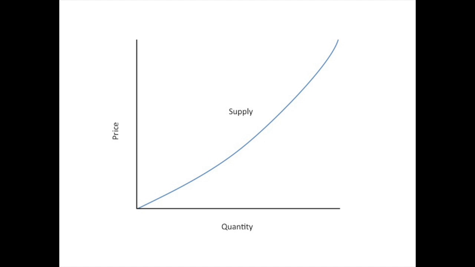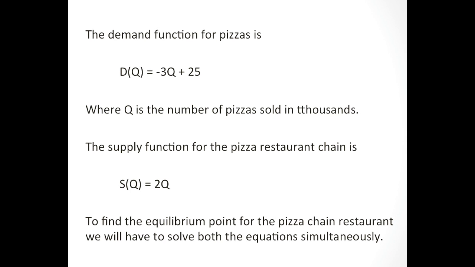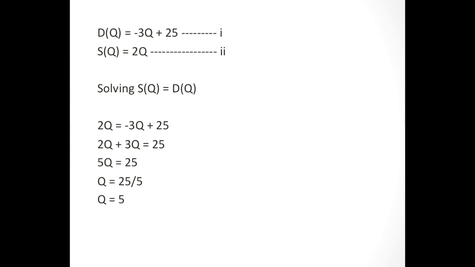Our model describes the relationship between price and quantity for a regional pizza restaurant. The demand function for pizzas is D(q) equals minus 3q plus 25, where q is the number of pizzas sold in thousands. The supply function for the pizza restaurant chain is S(q) equals 2q. To find the equilibrium point for the pizza restaurant chain, we have to solve both equations simultaneously.